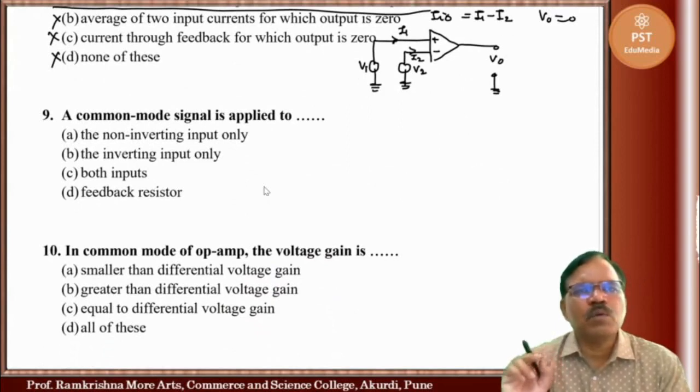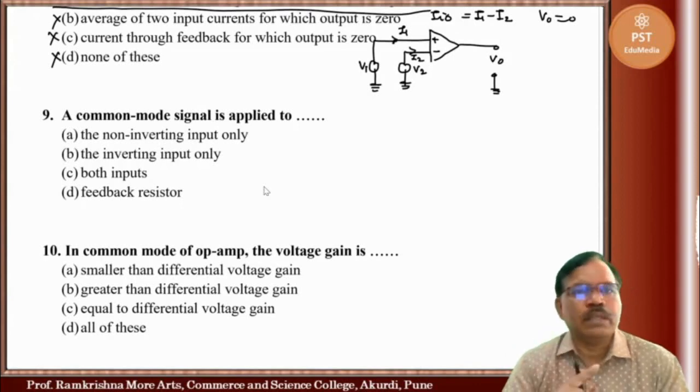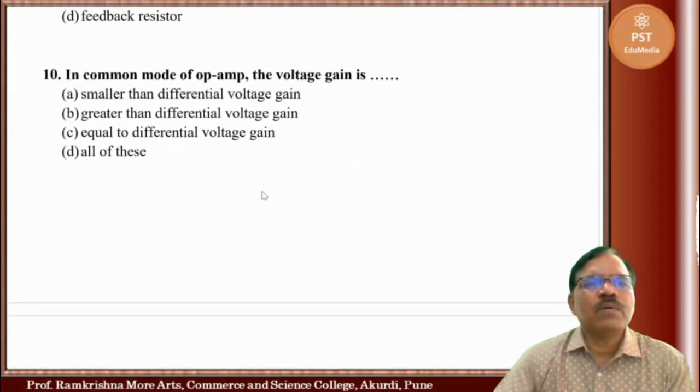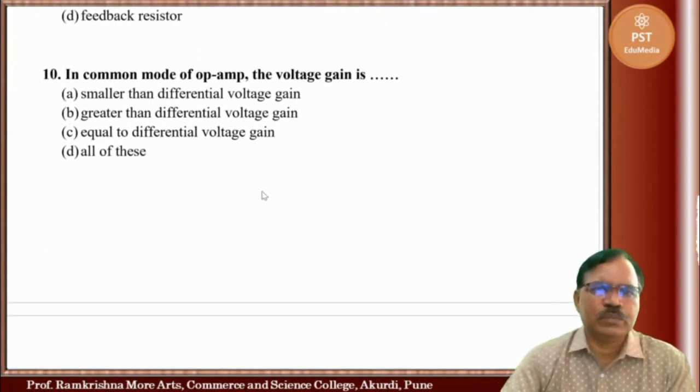A common mode signal is applied to the non-inverting input only, the inverting input only, both inputs, or feedback resistor. It is applied to both the inputs, a common signal. In common mode operational amplifier, the voltage gain is. Now common mode gain.